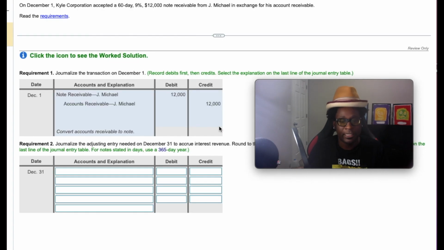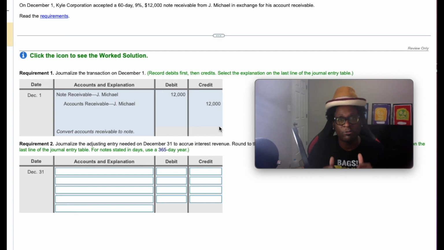Fantastic. Next, it tells us to journalize the adjusting entry needed on December 31st, and it told us to use the 360-day year for our calculation. All right, gang, easy breezy. We know that at the end of the period, there's some interest that has been earned, but we haven't received the cash for it. Why? Because this is a 60-day note that started on December 1st, and the maturity date of this note will be the following year. So as of December 31st, we've earned some interest revenue that needs to be on the books for that time period.